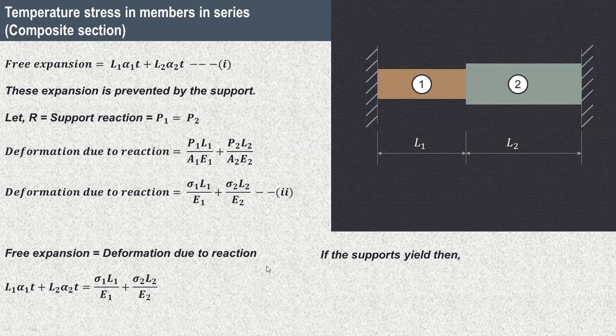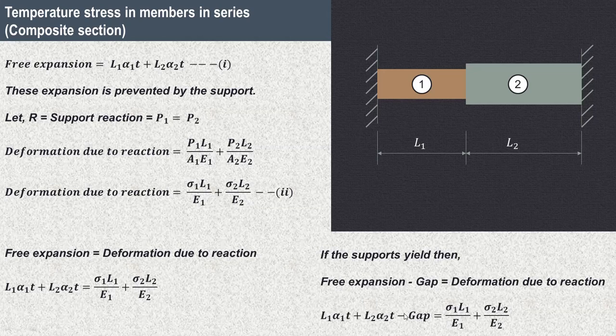Now, if the supports are slightly moving or if they slightly deform, then that is known as the yielding of the support. So in that particular case, free expansion minus gap will be equal to deformation due to reaction. So whatever the gap that will be given in the example, you can substitute that value and you will get the final expression, which is similar to this. Only thing is that on the left hand side we are having this minus gap term.